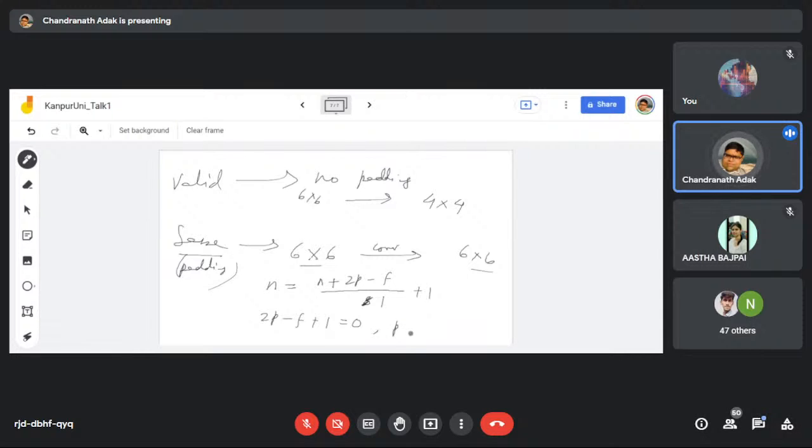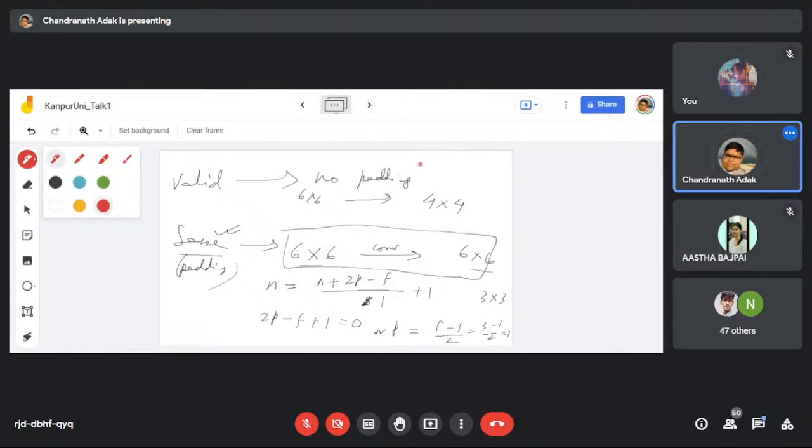So what will be the value of p? Anyone? It will be (f minus 1) by 2. Okay, f I have used 3 cross 3. So if I put this value, (3 minus 1) by 2, it will be 1. So if I use padding of only 1, then I can perform this same convolution. So these are the types of convolution. The convolution operation is clear to everyone?